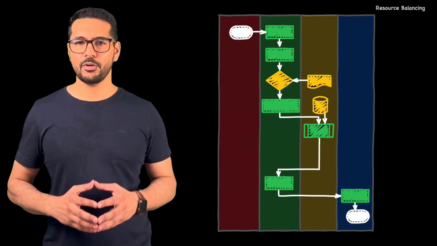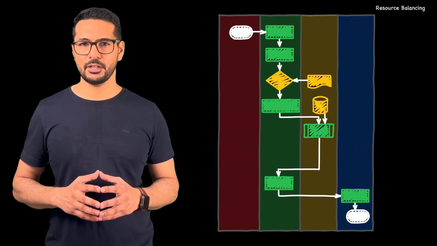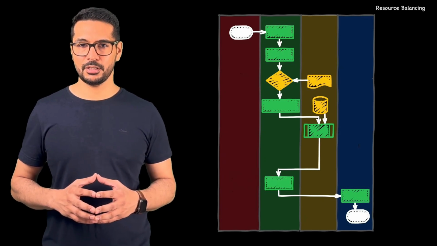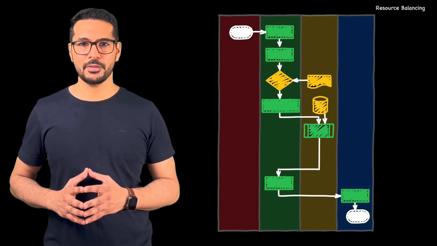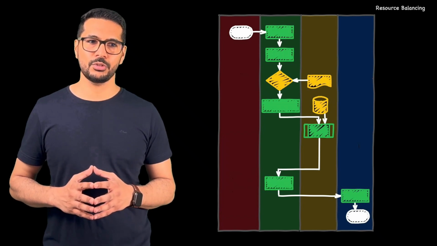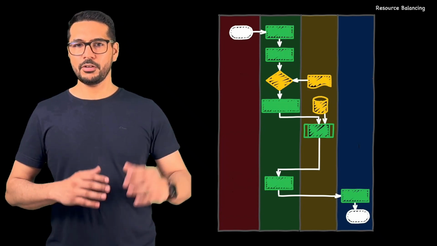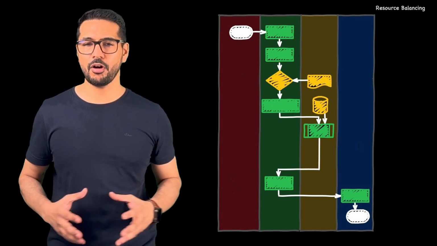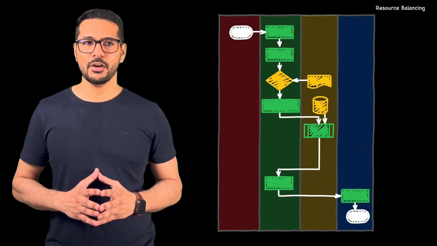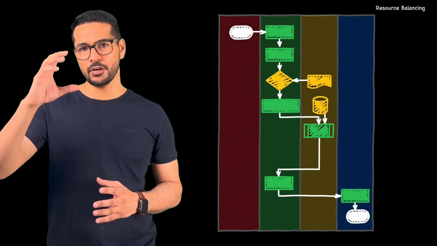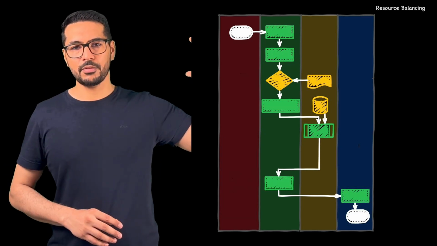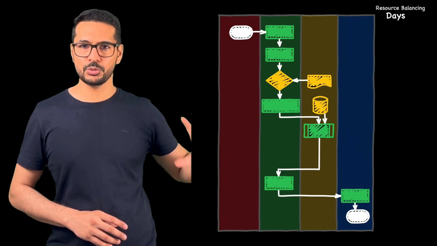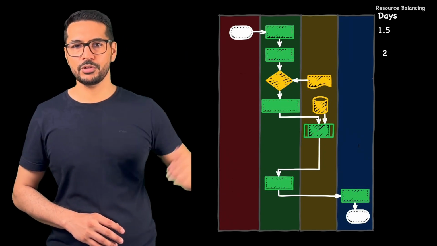One of the most important elements of creating flow in office areas is resource balancing. In this element, the first step is to see our process flow diagram, which is being performed in that area or in that office, and document for every step how much time every task needs. It's 1 day, 1.5 days, 2 days, and how much time we require.